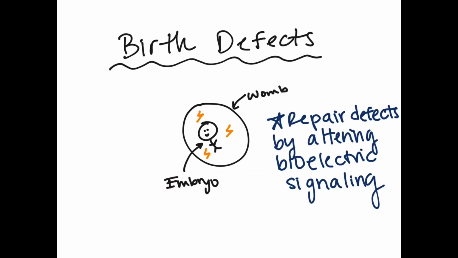That all being said, what kind of applications does this have? We could use this to fix defects in the womb by manipulating bioelectric signaling and possibly repair defects in the womb as the embryo forms. This has actually already been done in labs with animal embryos.